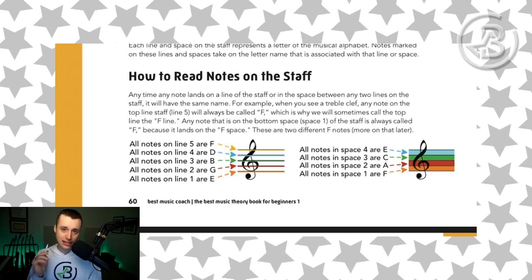Now, here's where it gets interesting, is that you can have more than one F. For example, you can see that all notes on line 5 are F. Also, all notes in space 1 are also F. We'll get into breaking down the difference between those Fs in the next chapter. For now, just memorize that we have an F that goes in space 1. We also have an F that goes on line 5.